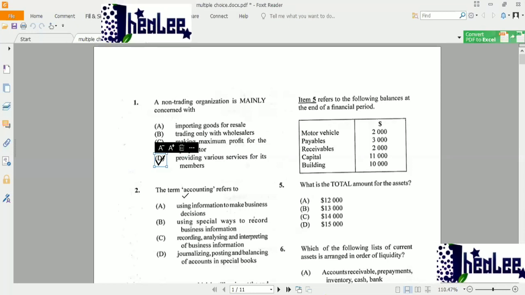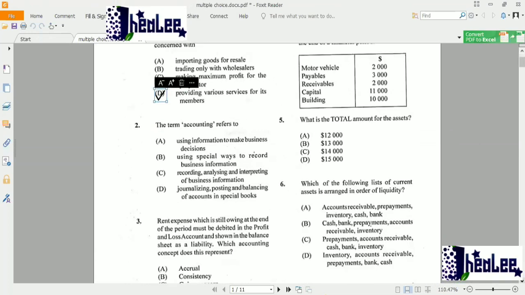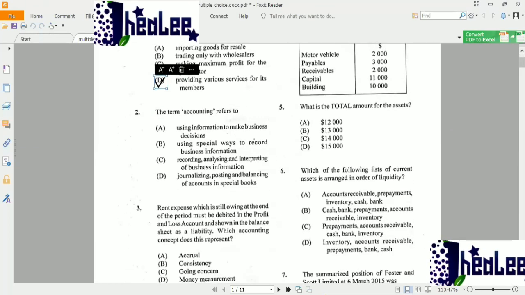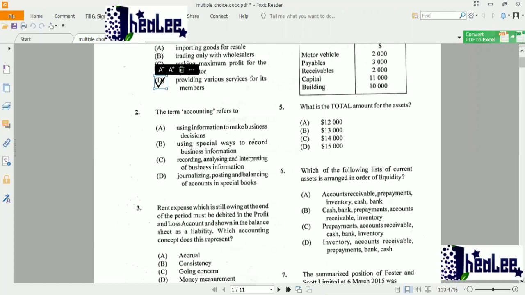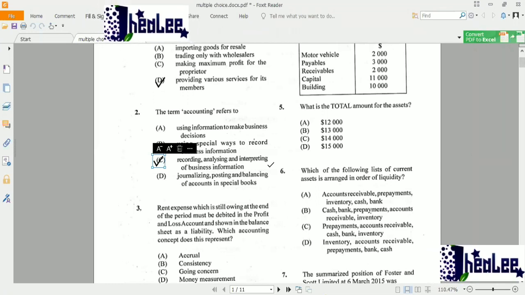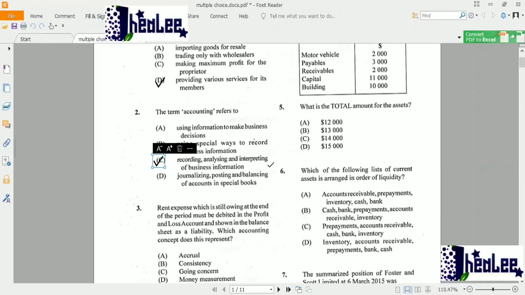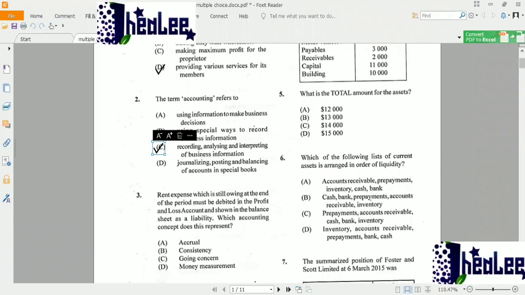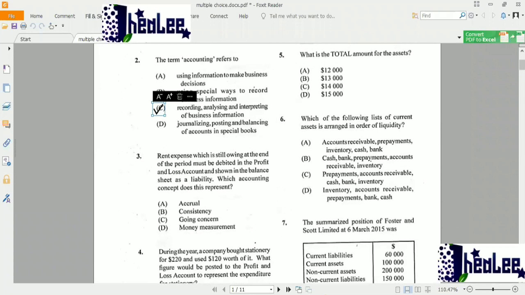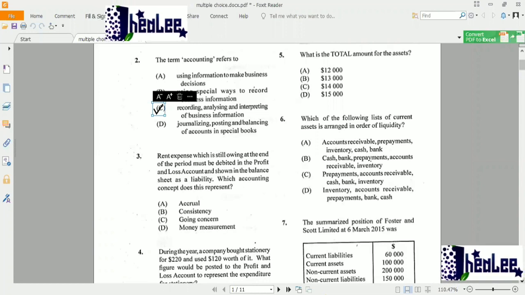All right. The term accounting refers to? Is someone saying C? Yes, and you're indeed correct. The recording, analyzing, and interpreting of business information. Okay? Now, moving into 3. What they normally do is start you from the lower end, and then they'll take you further into your knowledge of accounting. So you find that they begin with the earlier topics.